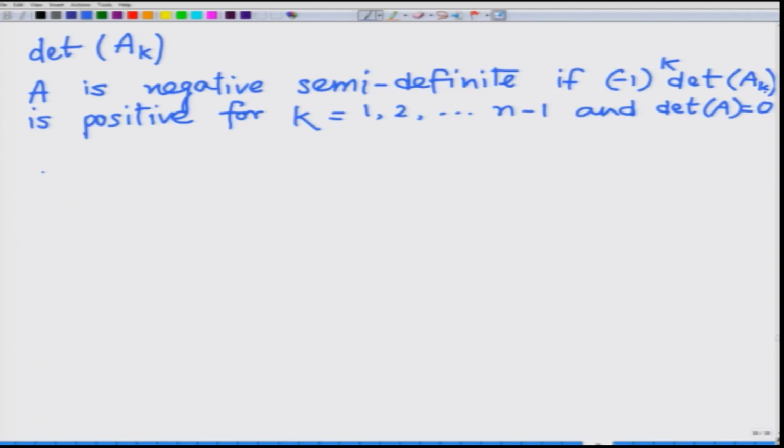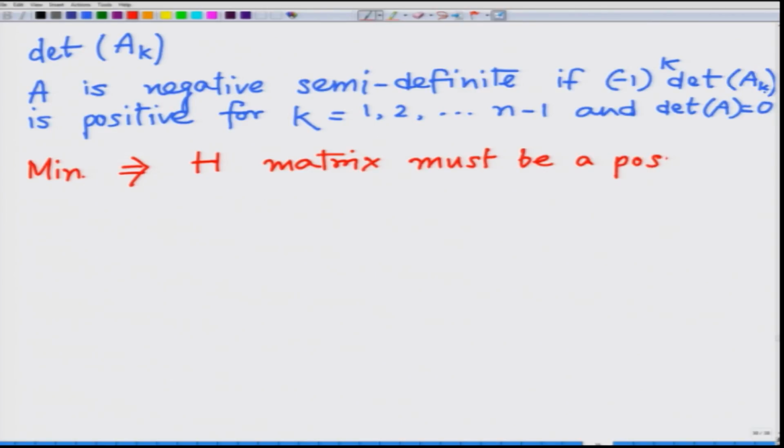Now, if we are dealing with a minimization problem, then what will be the shape of the second order condition? Again we have to construct the Hessian, of course, and then this is the result that I am going to state. The H matrix must be a positive semi definite one.